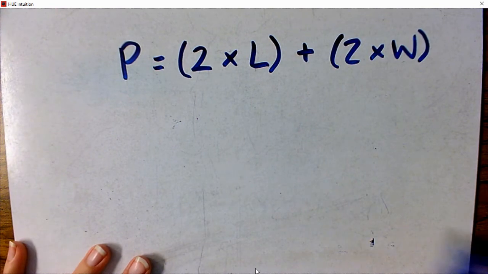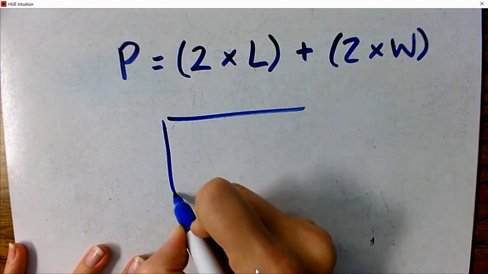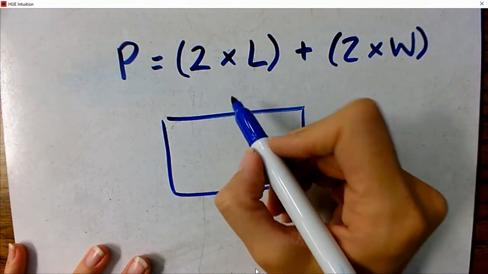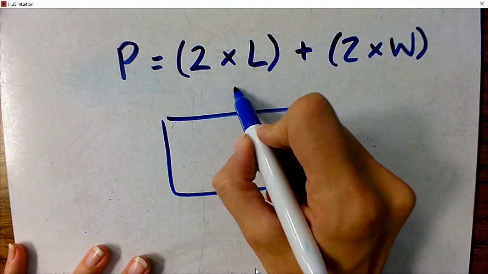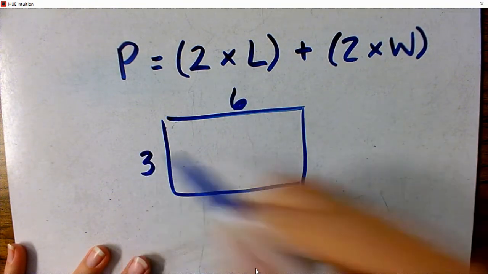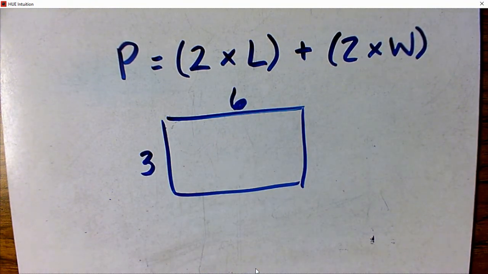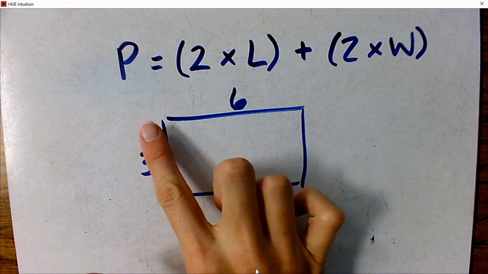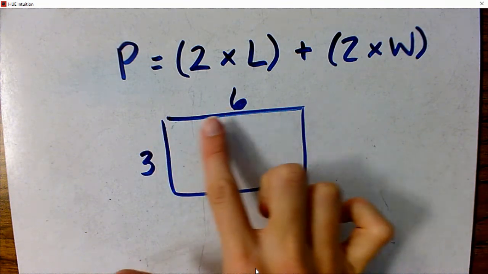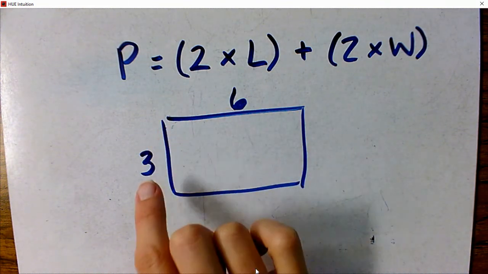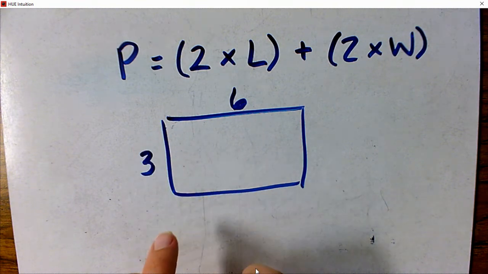So let's take a look at another rectangle. This rectangle is 6 by 3. So notice that I only labeled 2 sides of the rectangle. You will see this quite often. The length is what we call the longer side. So the length is 6 and the width is 3.